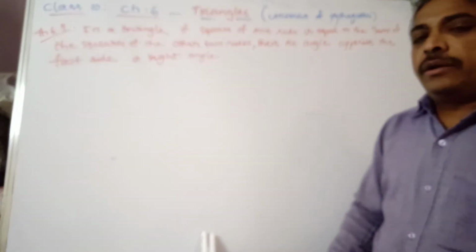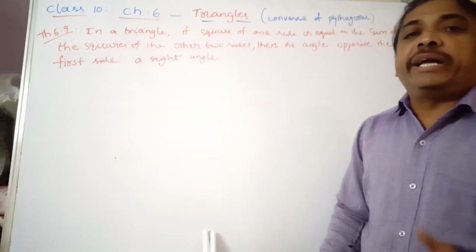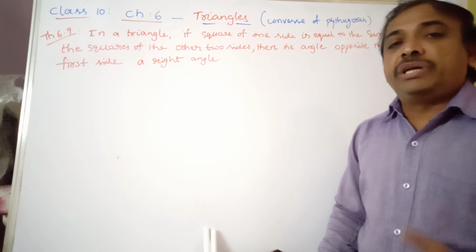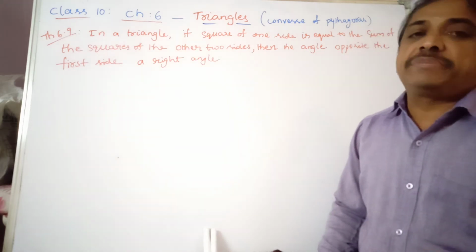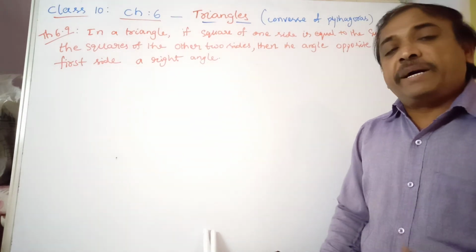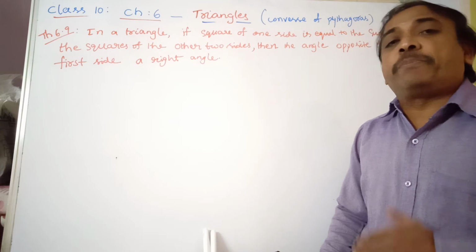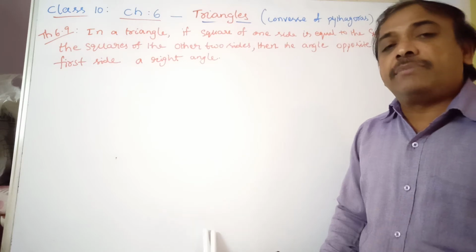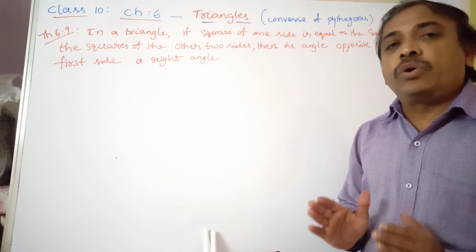So theorem 6.8 which we have discussed before, that is the Pythagoras theorem. That theorem was already proved by an ancient Indian mathematician, Baudhayana. So the Pythagoras theorem is also known as the Baudhayana theorem, sometimes they call it. That is an important note you have to keep.